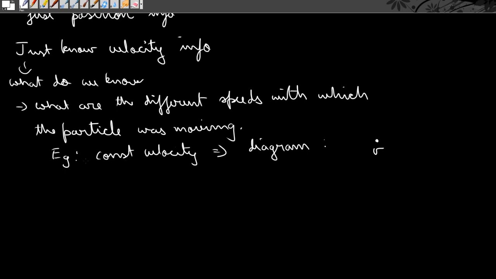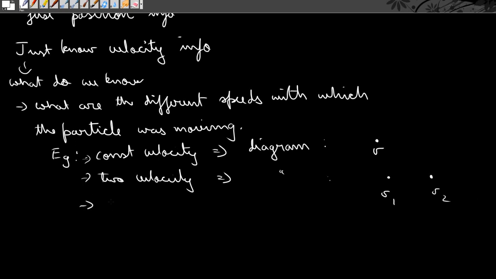Or we can consider another example where the particle's velocity takes only two possible values. Okay, so you can consider a particle moving back and forth with a similar speed. So two velocities, so the diagram will become simply 2 points. So that will be v1 and v2.